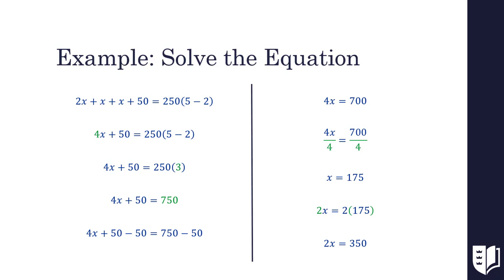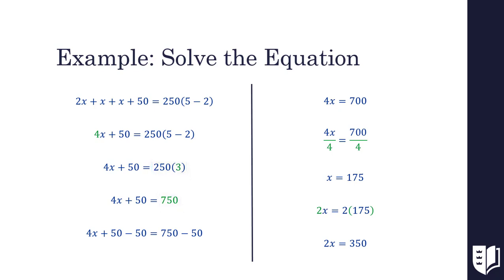First, we want to simplify each side of the equation. We can combine 2x plus x plus x to 4x because they are like terms on our left side. We can also work within parentheses on the right side of our equation to get a 3 from subtracting 2 from 5. This gives us 4x plus 50 equals 250 times 3. Next, we multiply 250 times 3 to get 750.